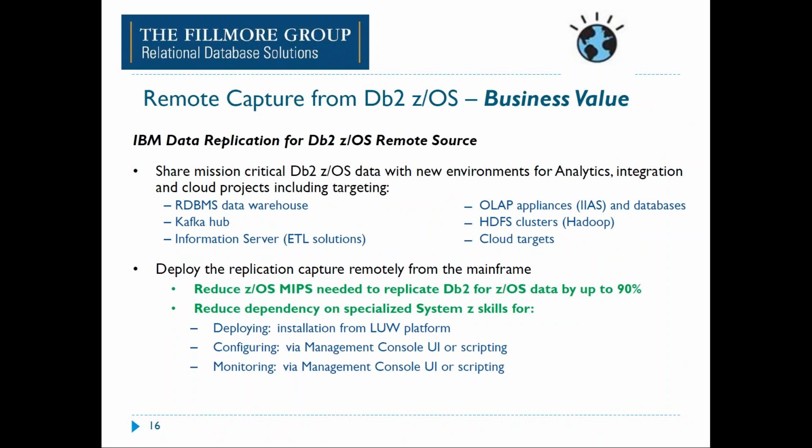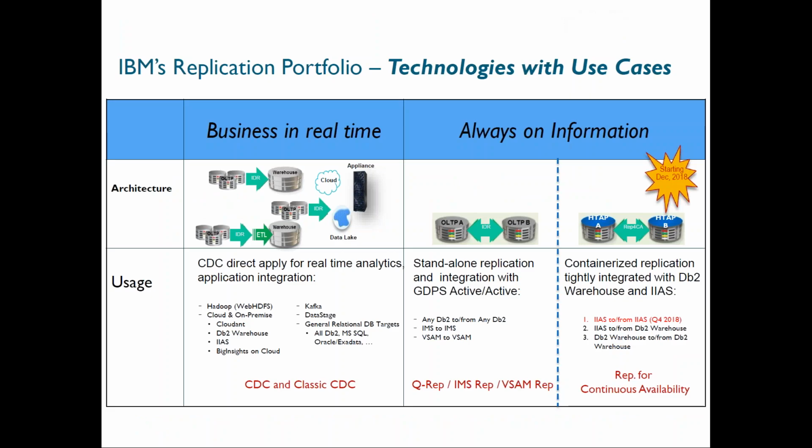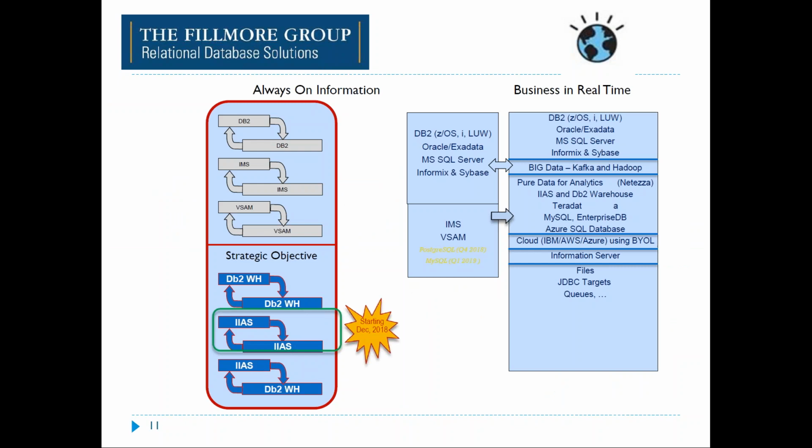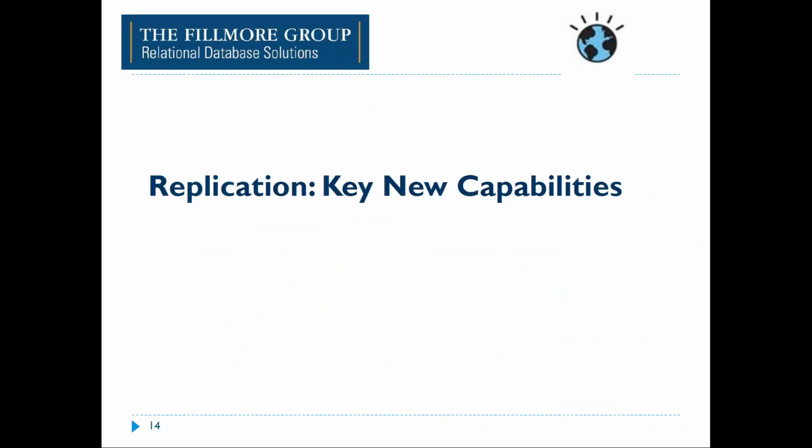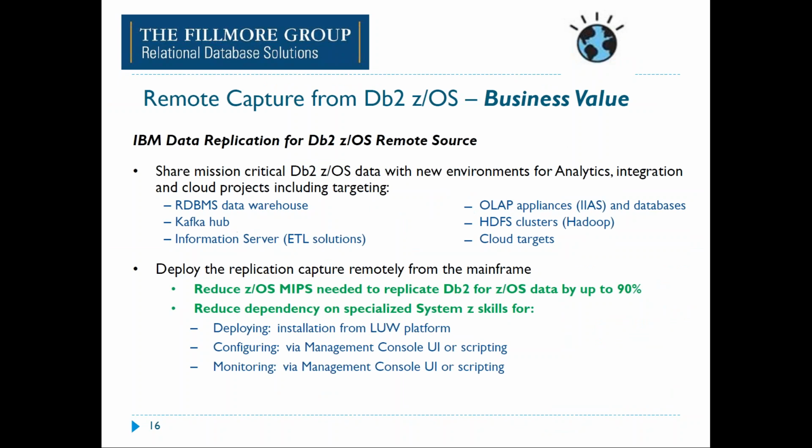If we look at one of the earlier slides, I'm going to flip back for a second. Here we talk about the database logs and the archive and the capture function. The capture function is typically co-located with the database log that it is reading data from. That's not always the case, but typically it is. So the remote capture feature for DB2 for z/OS explicitly moves that capture function to another platform.